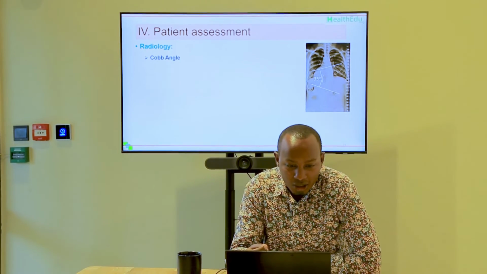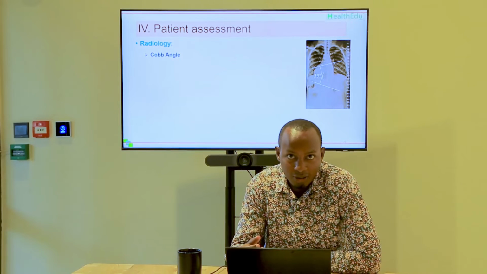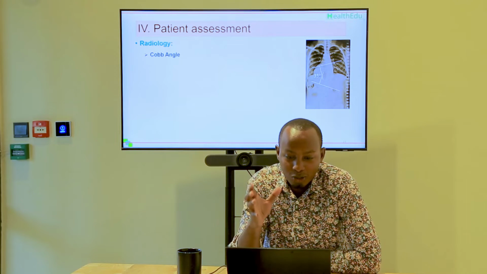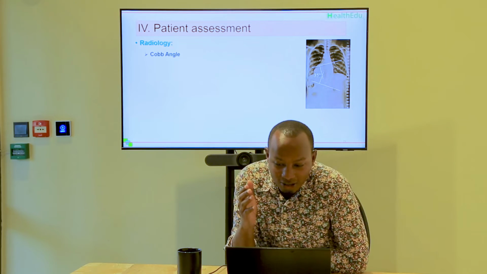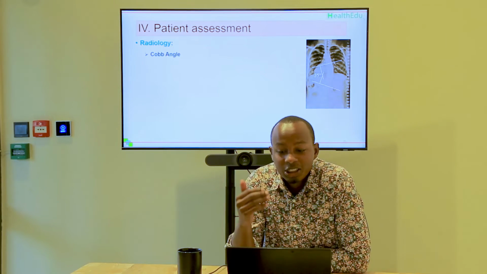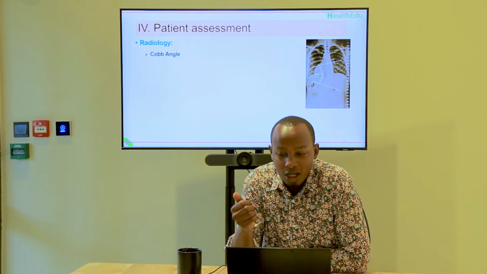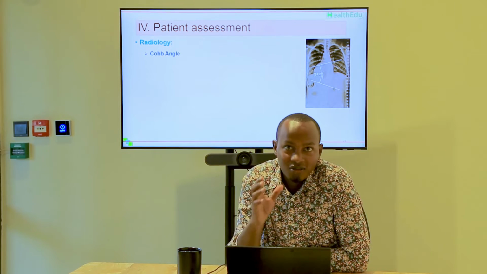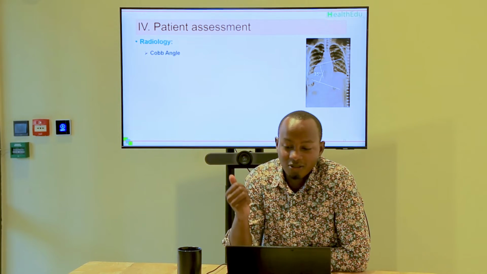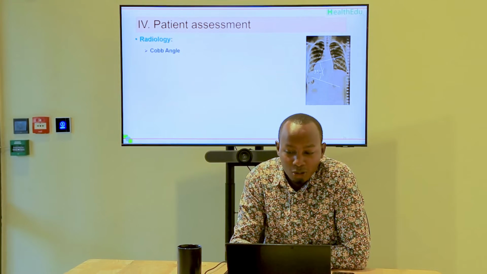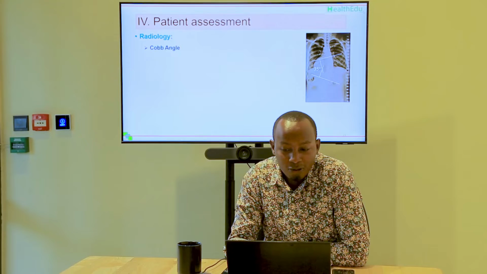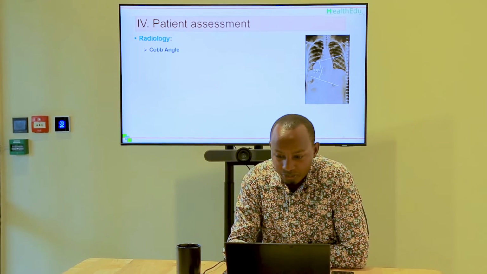In patient assessment, we have to do the radiography. This helps us to confirm if the patient has the suspected scoliosis and how much we can identify as the curve angle. So we'll be able to measure if it's 20 degrees, 35, for example, from this picture. So how do we measure this curve angle from the radiography that we took?